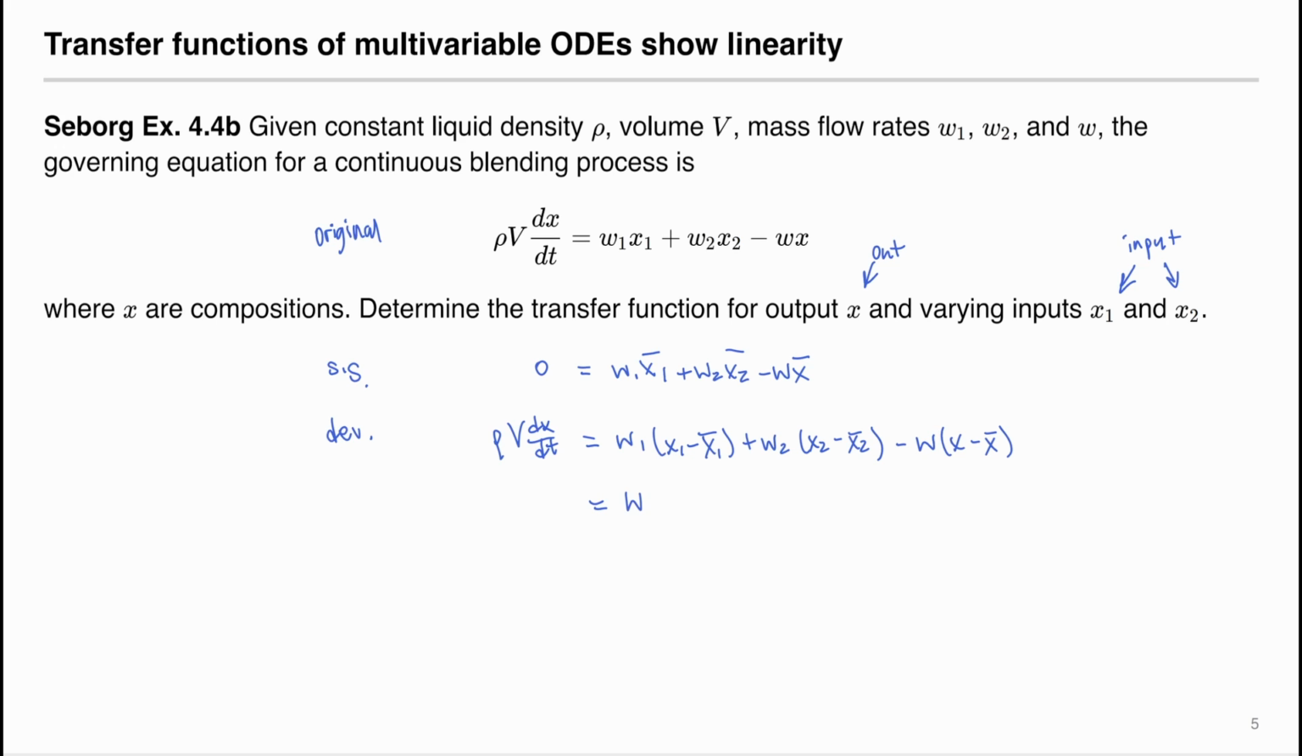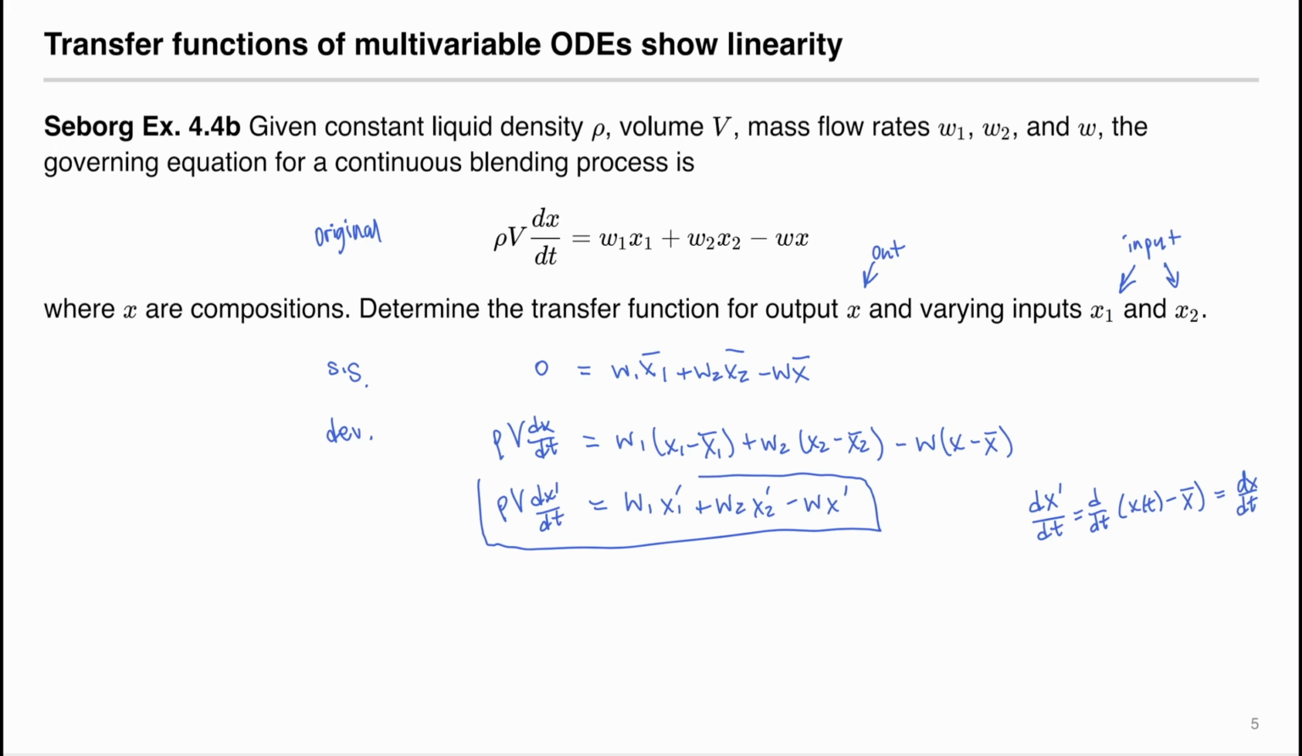Then use the definition of the deviation variables. We can rewrite. And again, we can write the derivative in terms of the deviation variable and use its definition to get the left-hand side. dX/dt is equal to dX prime/dt. And now we have our governing ODE in the deviation space. And note that this time it has a very similar form to the original ODE because we don't have a constant term.